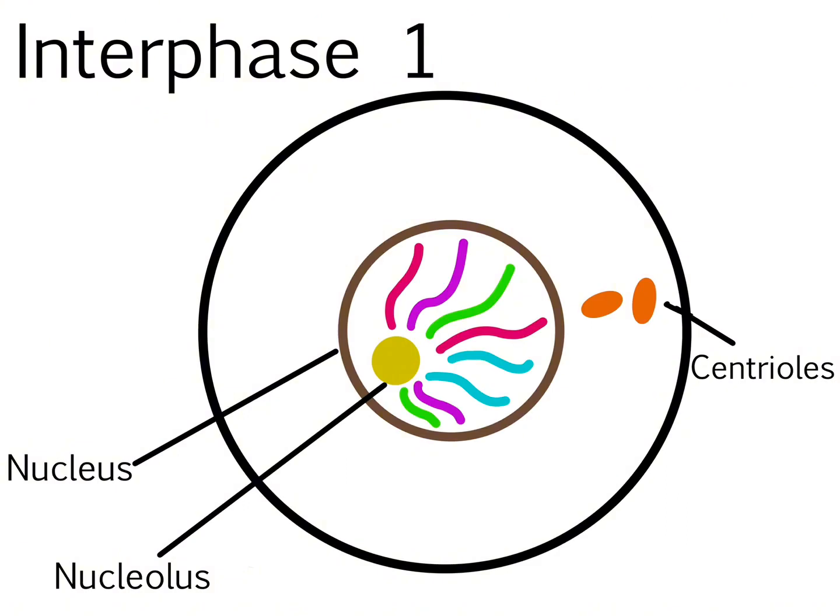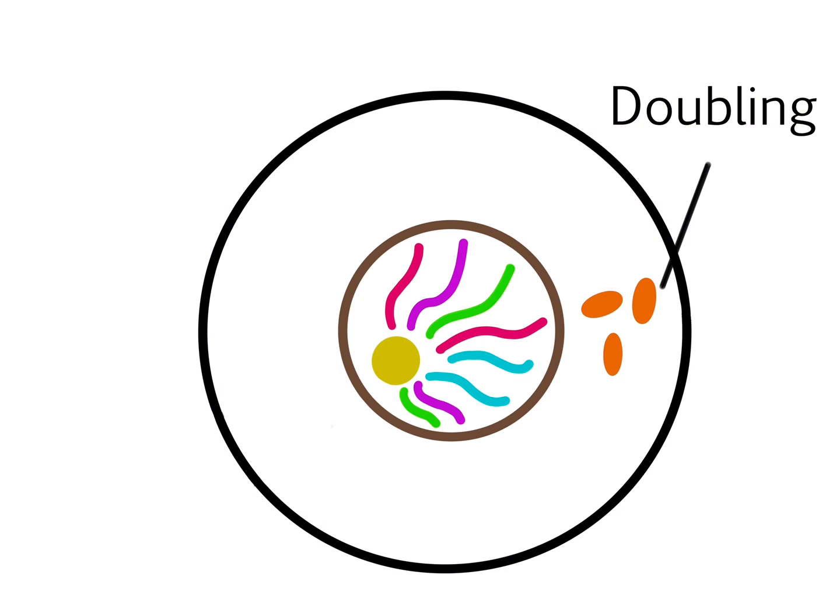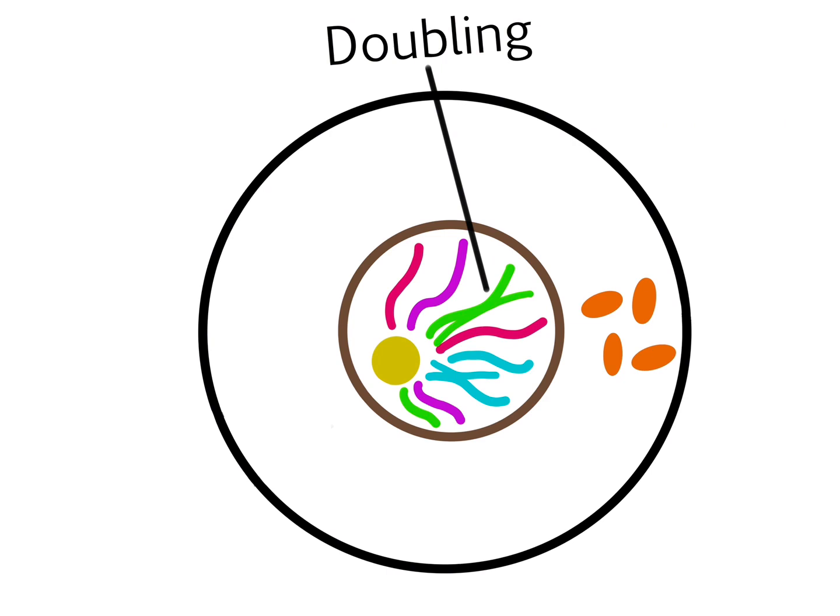To start meiosis 1 is interphase 1. In this phase, centrioles and DNA are getting ready for division, so they replicate themselves. This process is also known as the S phase. Here I've shown the chromosomes doubling and the centrioles doubling.